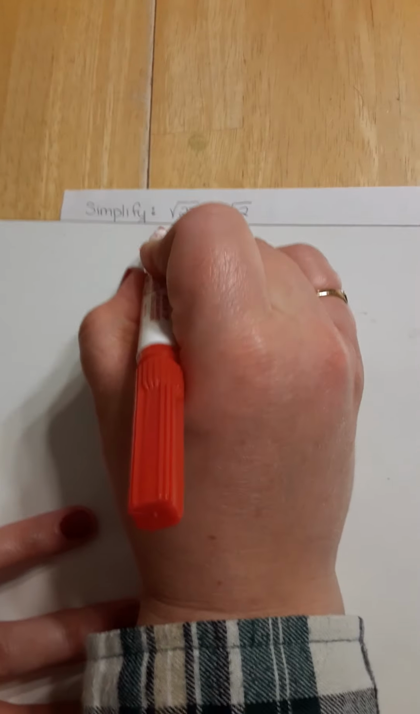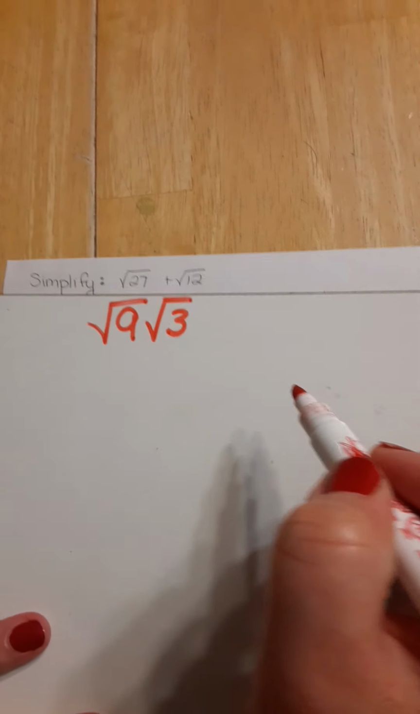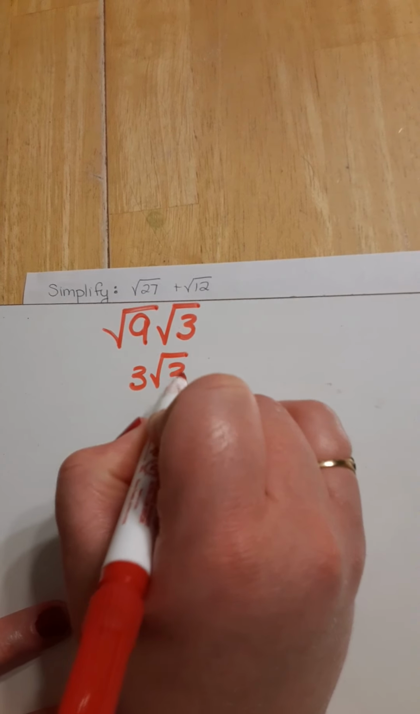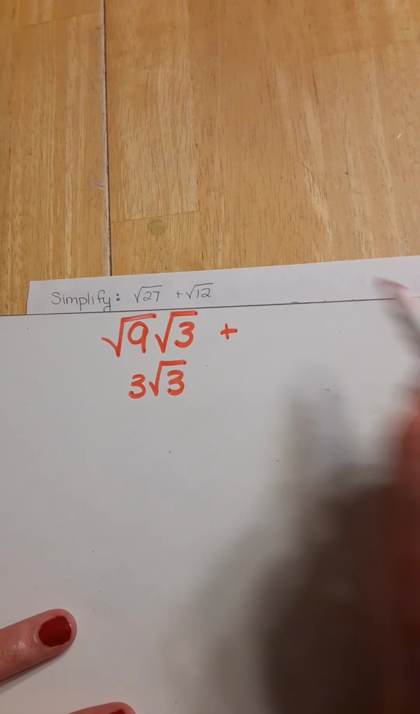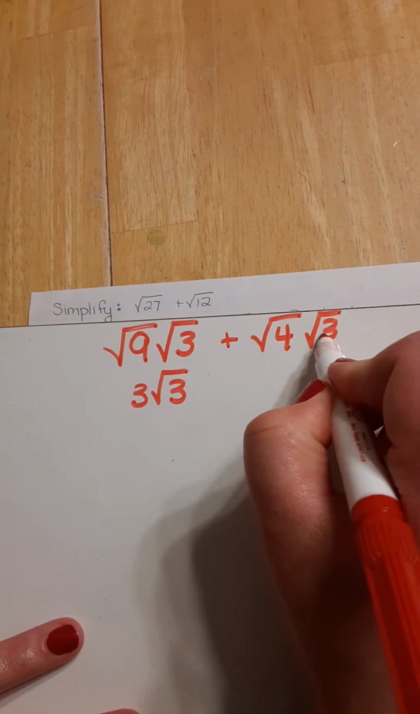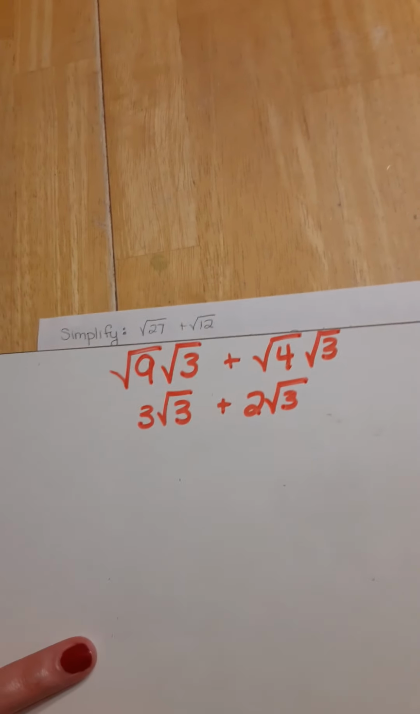Remember, we're looking for perfect squares in this. So what perfect square is in 27? We know 9 times 3. So I'm going to separate it into these two. Take the square root of 9, which is 3, and I end up with 3 times the square root of 3. We're going to do the same for the 12. We just did 12. Remember, it's the square root of 4 times the square root of 3. Once I take the square root of 4, I get 2 times the square root of 3.